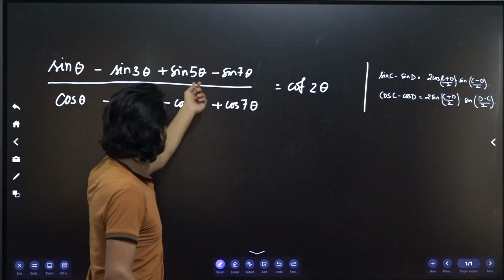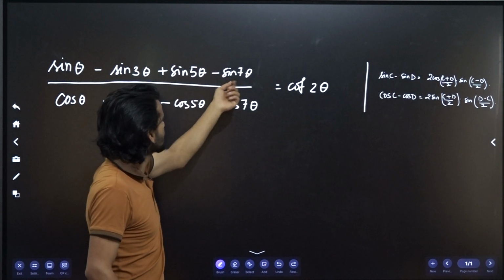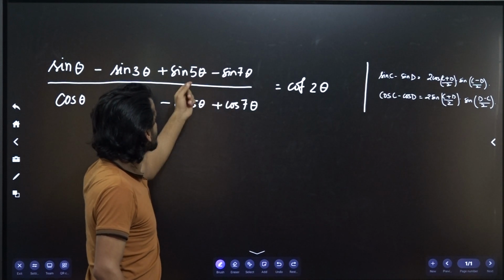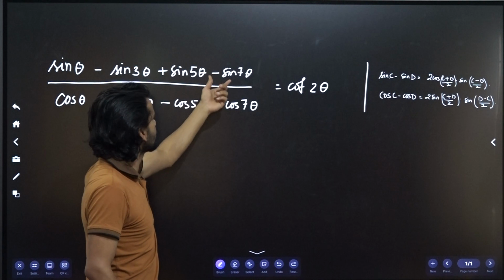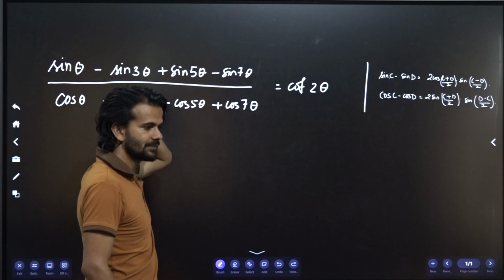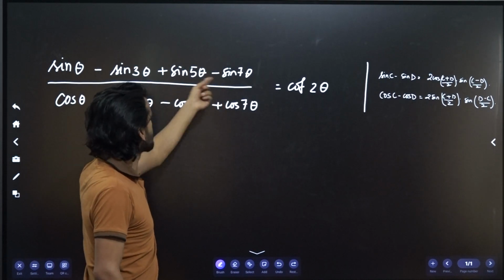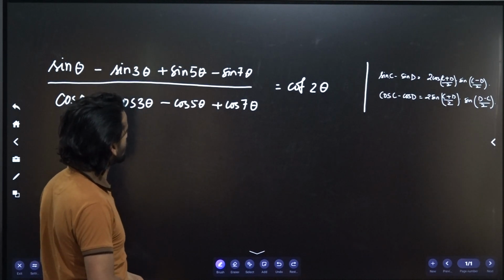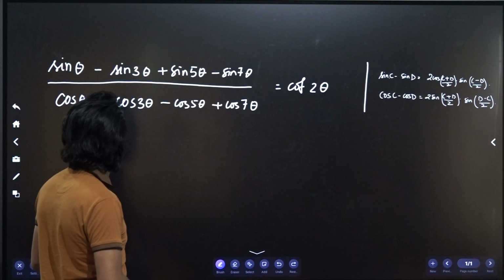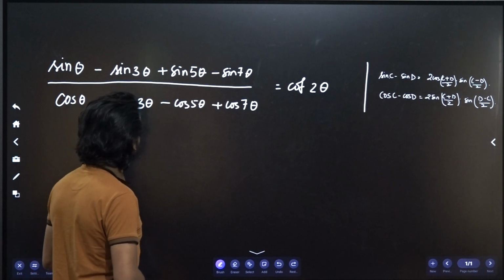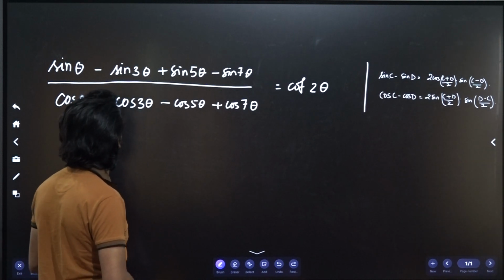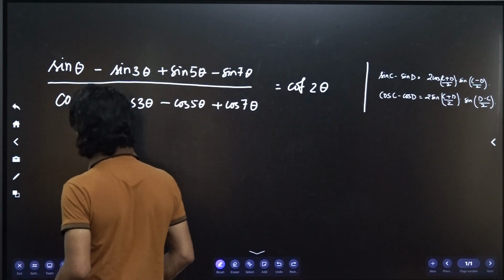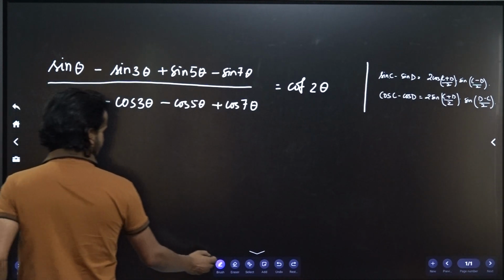Similarly here also, 5 theta plus 7 theta is 12 theta, divided by 2 is going to give me 6 theta. And what about the subtraction of this one? Subtraction of this one is going to give me minus theta. Or there could be something else that we can do. We can play around like this.